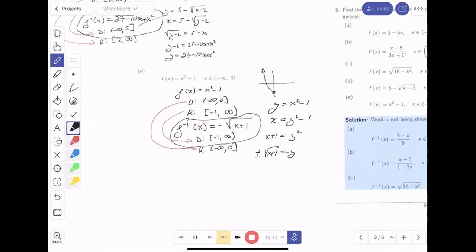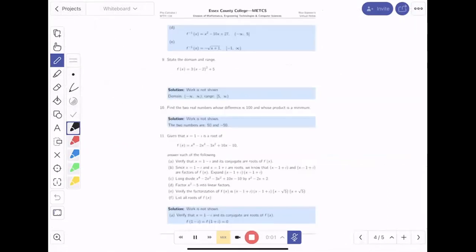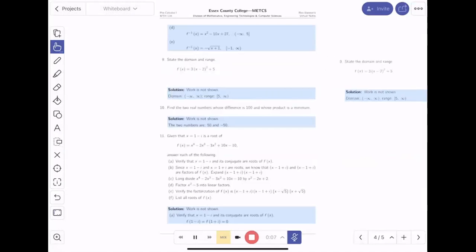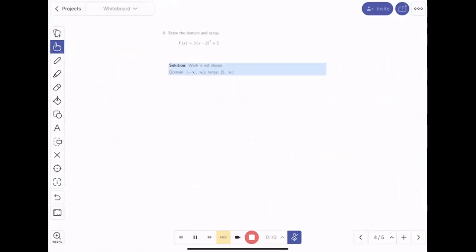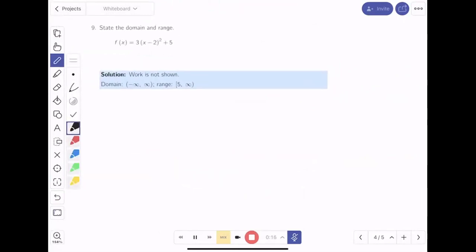All right, let's go to number 9 now. And I got to go to the next page, don't I? And let's put number 9 down. Number 9 says state the domain and range. Could be easier. I like easy questions. So domain is all real numbers. Range is a little more complicated. I want to tell you why it's more complicated. I need a picture of it.